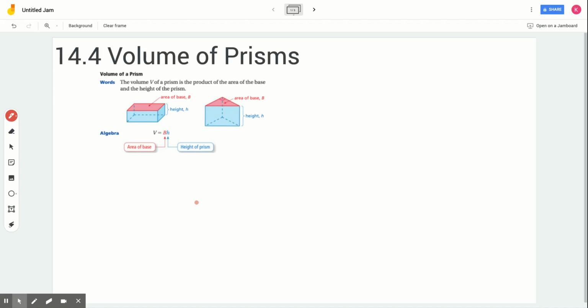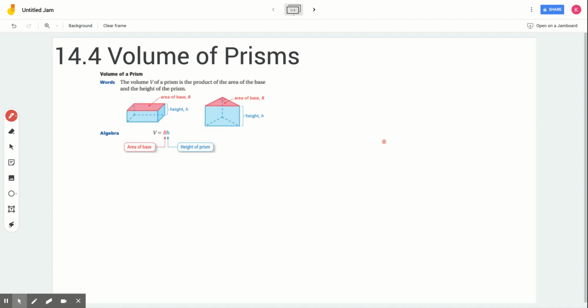Good morning. Today we're going to be talking about 14.4, the volume of prisms. So here it says the volume of a prism is the product of the area of the base and the height of the prism. So we use the capital letter B for the area of the base and lowercase h for the height of the prism.